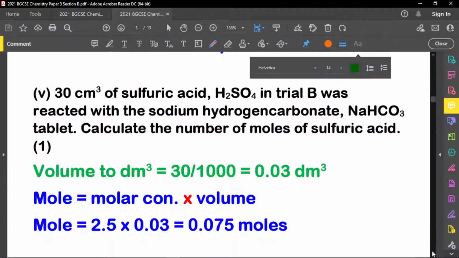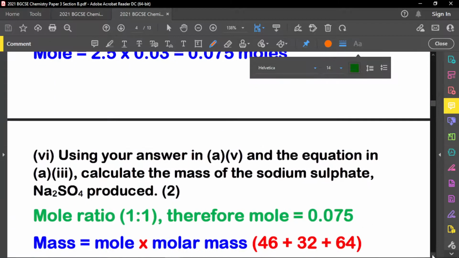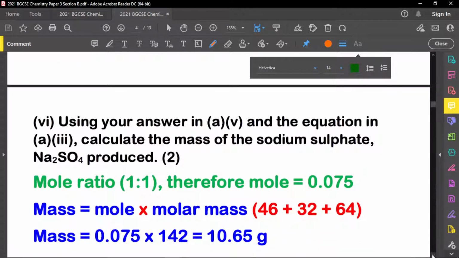Let's go to the next part of the question. Part 6 says: using your answer in A5 and the equation in A3, calculate the mass of sodium sulfate, Na2SO4, produced. The first thing we're going to do is look at the mole ratio, because we already have our moles. It's the mole ratio between the two substances, sodium sulfate and the acid that we used. Here it is a 1-to-1 ratio. Therefore, the moles for sodium sulfate will also be 0.075, because of the 1-to-1 ratio.